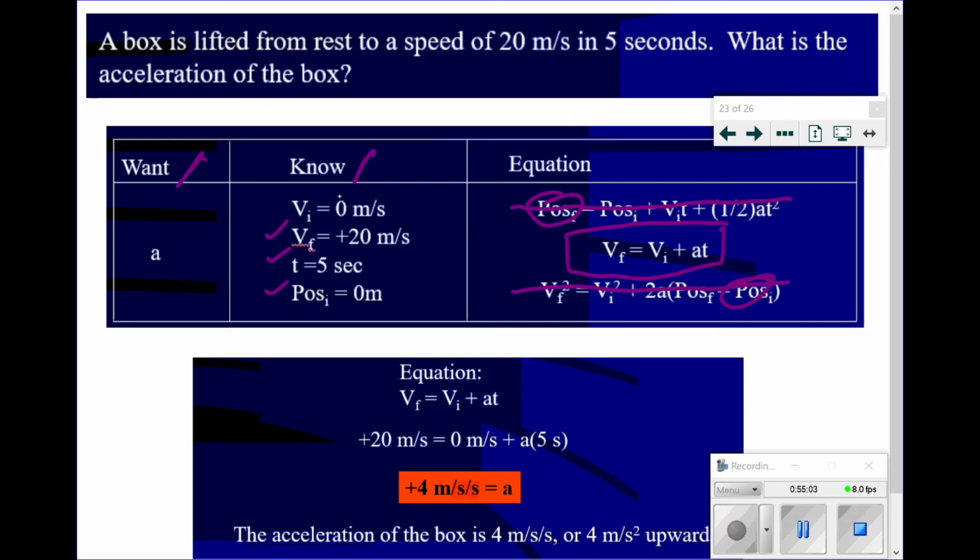So since that velocity equation is the only one that I have available to me, that's the one I'm going to use. And I can find the acceleration. Please notice my acceleration is positive, which means it's moving upwards.